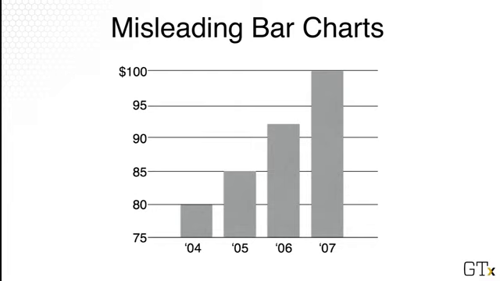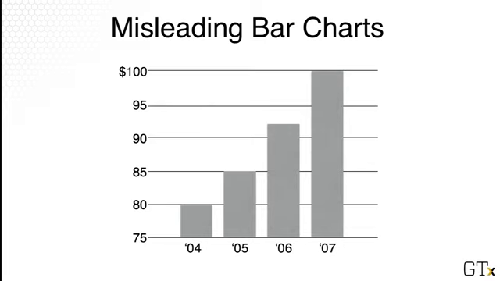What that really means is that even though you see a pretty dramatic growth from 2004 to 2007, the increase may not be as impressive as it looks, right? 2004 is at 80, 2007 is at 100. So it's only a difference of about 20.